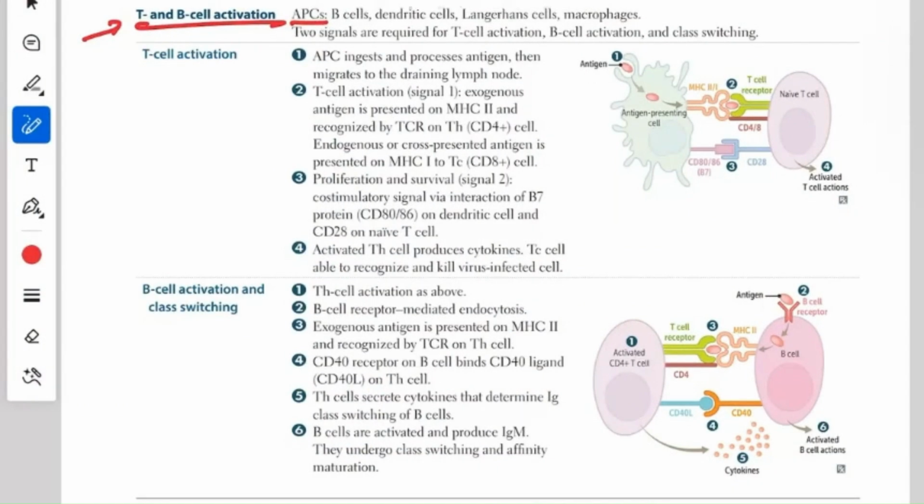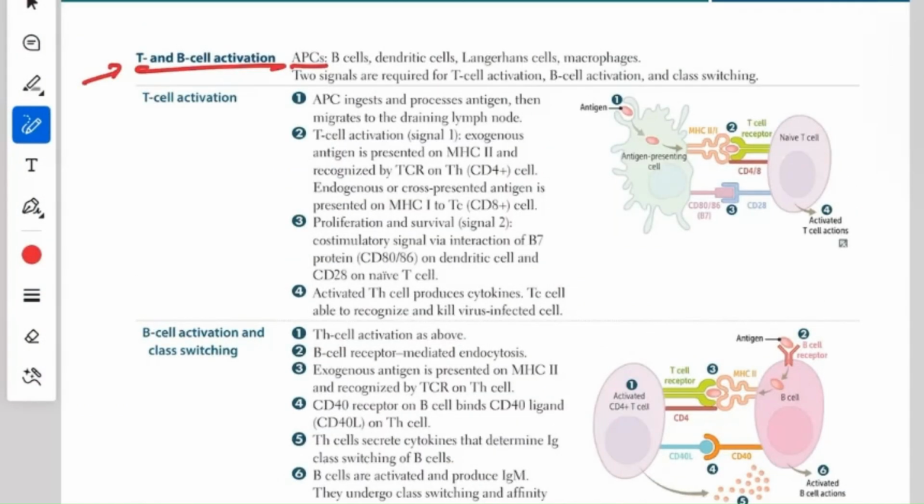So let's go back to First Aid. Now that we've seen that overview, the antigen presenting cells are your B cells, dendritic cells, Langerhans cells, and macrophages. Those are the antigen presenting cells. They take the information wherever they get it and bring it to the T cell, particularly the CD4 T cell, the most important cell to coordinate the immune response.